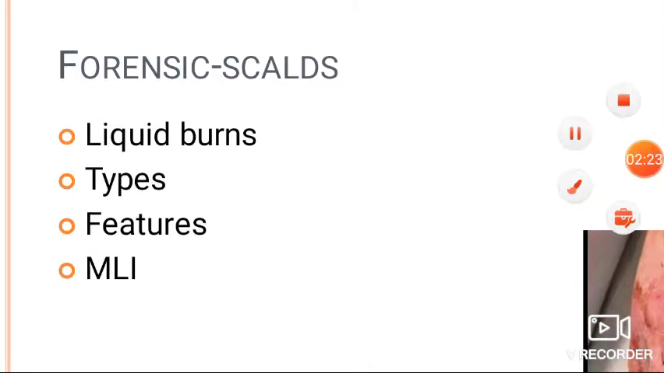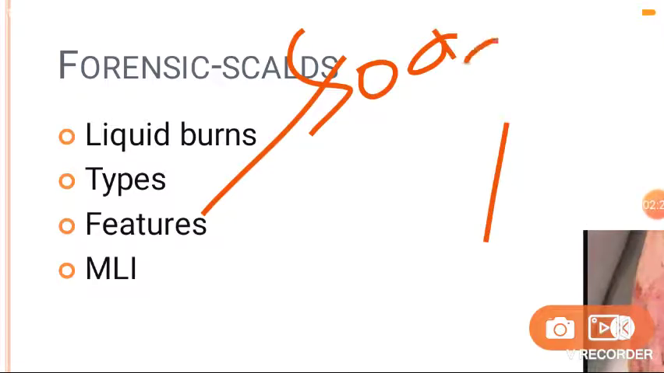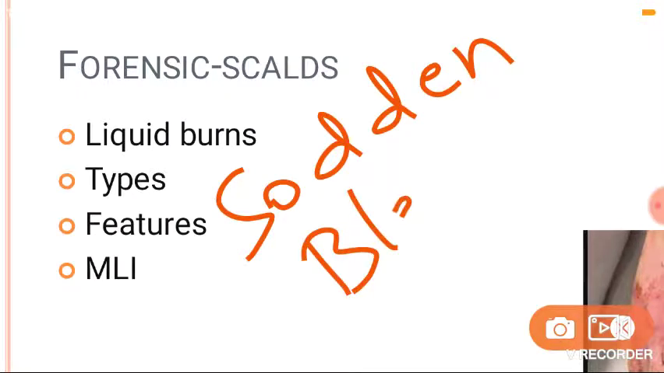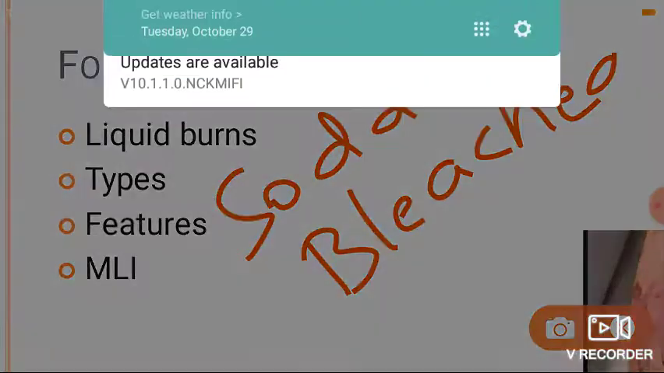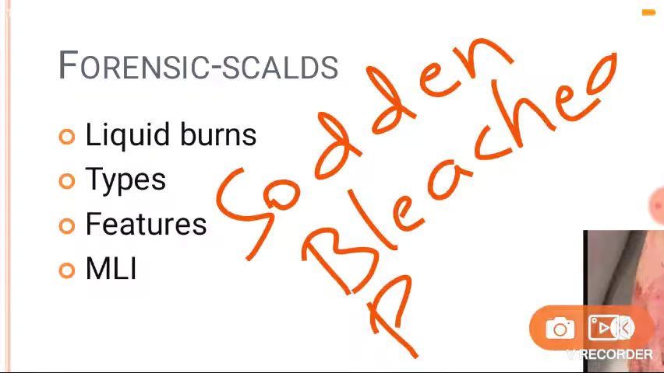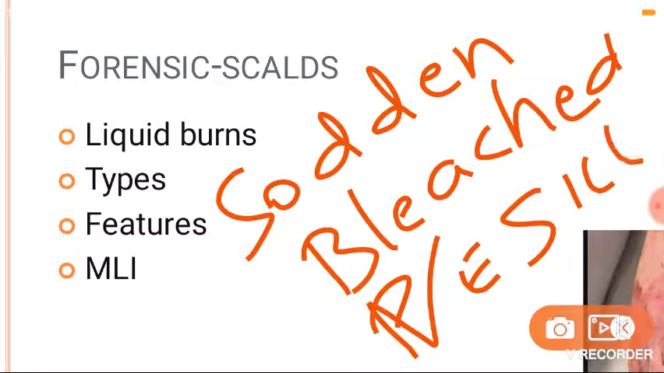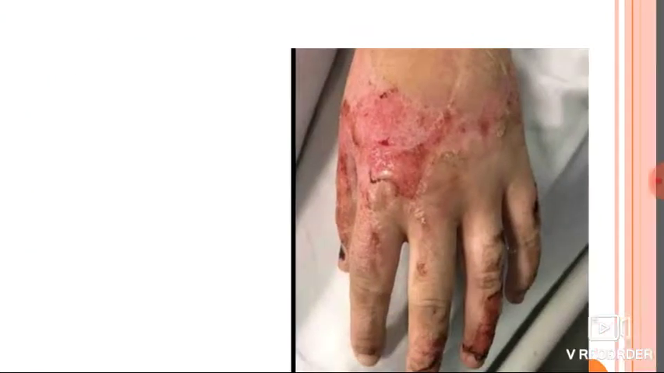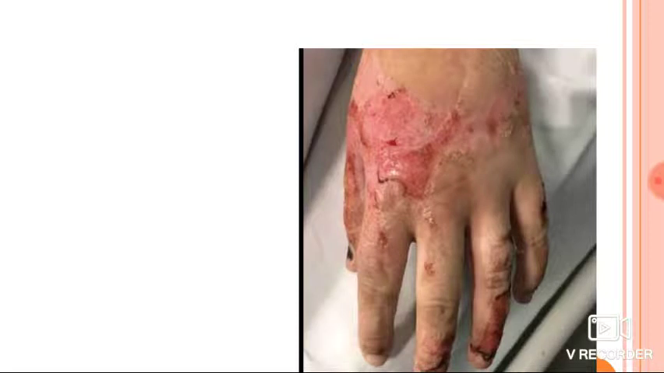Let's write that in here. Sodden, bleached, presence of vesicles. Vesicles are present, and surrounded by a red line. The red line will be surrounding. So just see if you can see all those features here: sodden, bleached, presence of vesicles and surrounded by a red line.